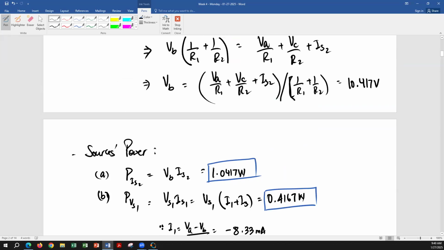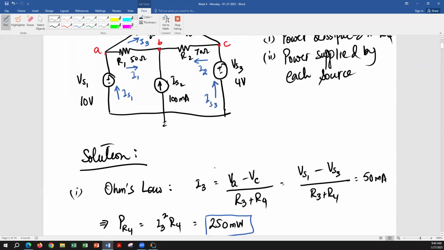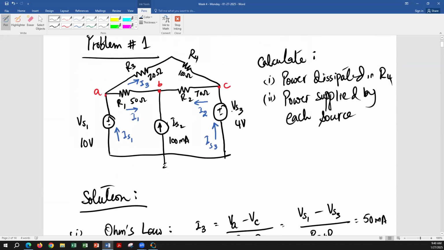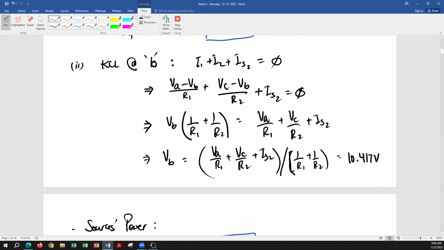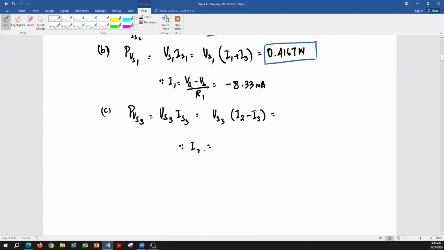All right. What is I2? How are we going to calculate that? Okay. VC minus VB over R2. Negative 0. Yes, go ahead.